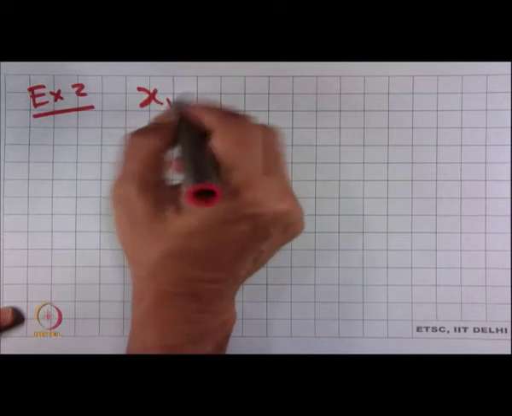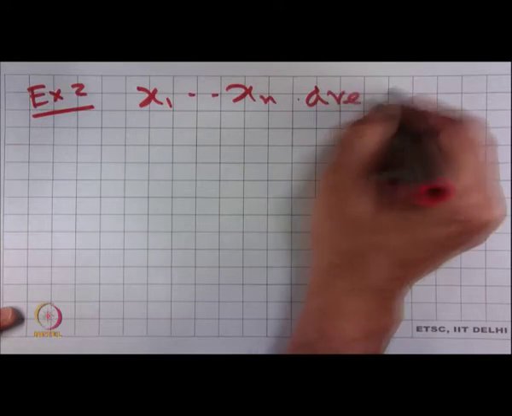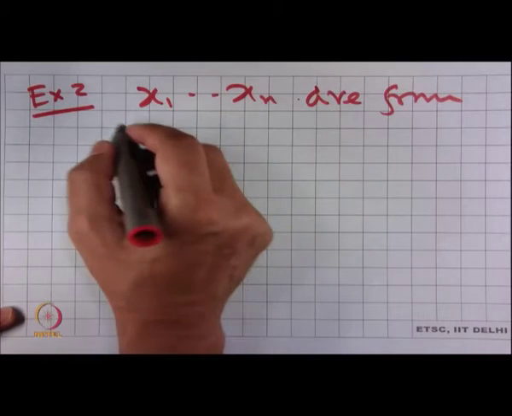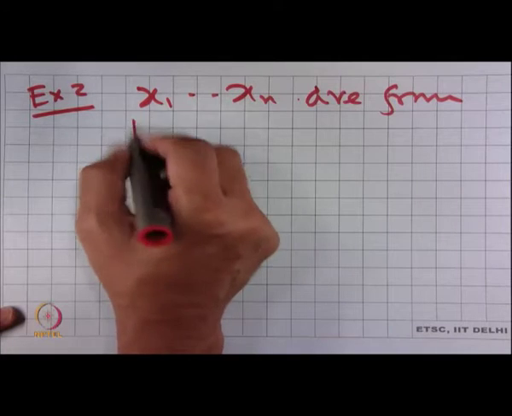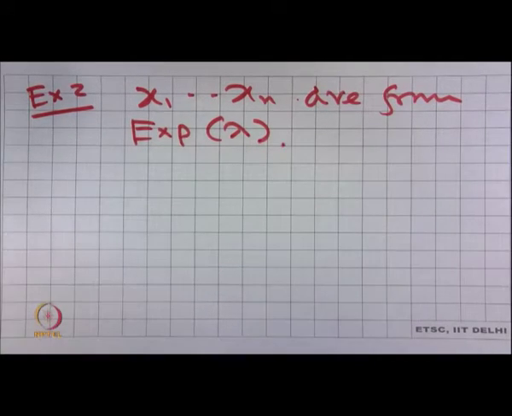Another example: x 1, x 2, up to x n are from exponential with lambda. Obviously, they are independent.